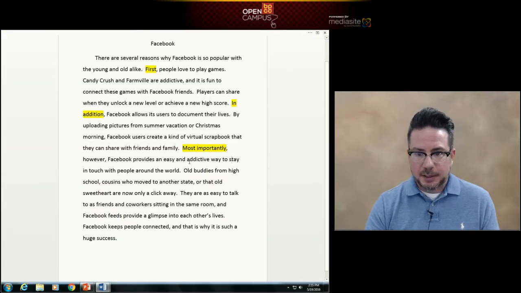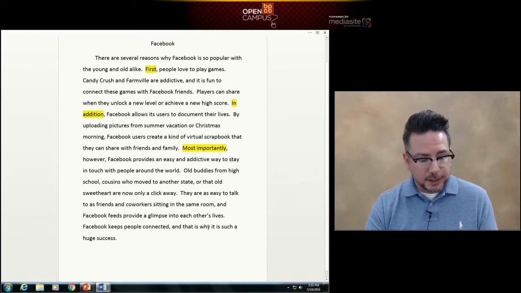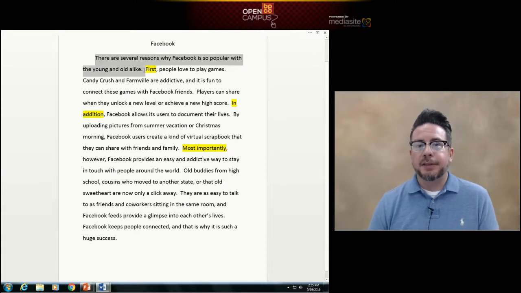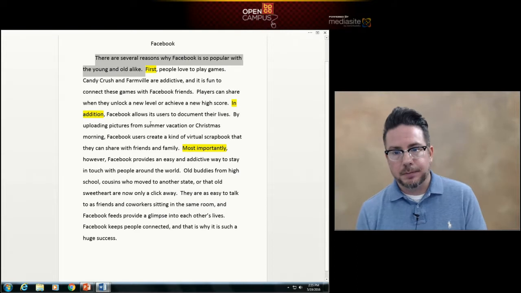Okay, well let's go ahead and pause the video again and look at the next paragraph and see if you can tell which order is being used here. And I already have the transitional phrases highlighted for you on this paragraph. So go ahead and pause the video and read this paragraph about Facebook.